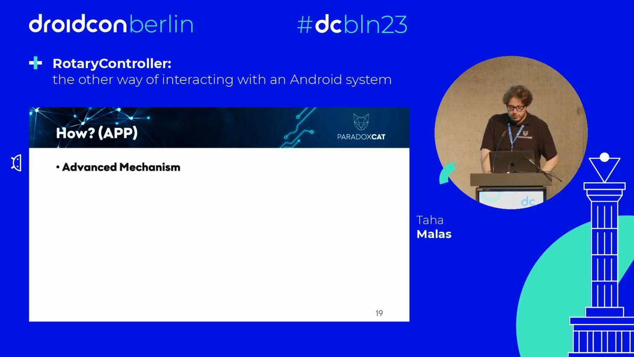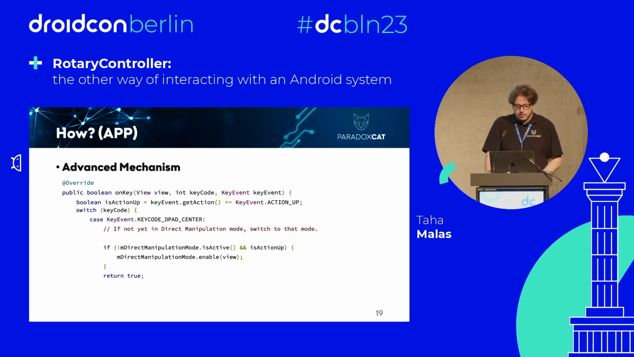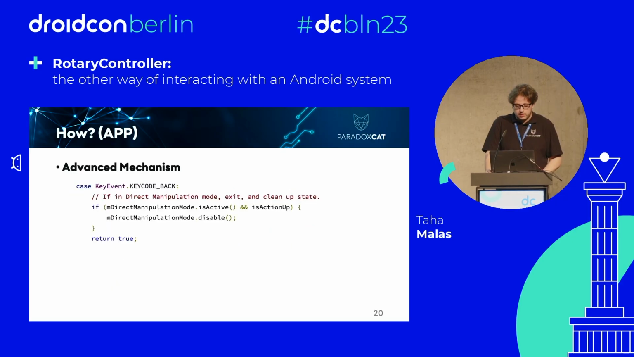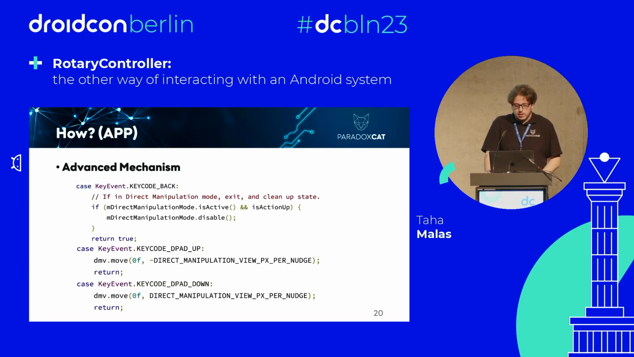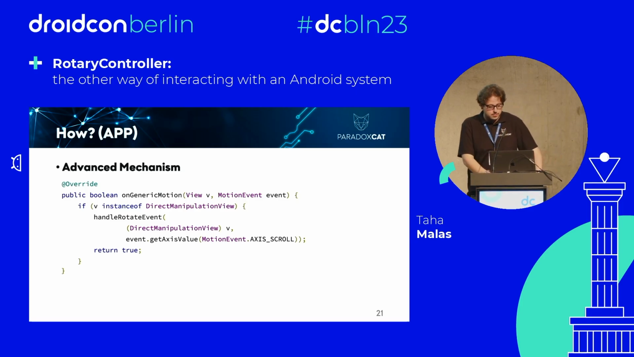So in code, you would only subscribe for the key listeners, and you would get the D-pad center, D-pad back, and up and down. And that's for the nudges, whereas for the rotation, it would be generic motions, and you can see if it's counterclockwise or clockwise by getting the axis value of this generic motion event.